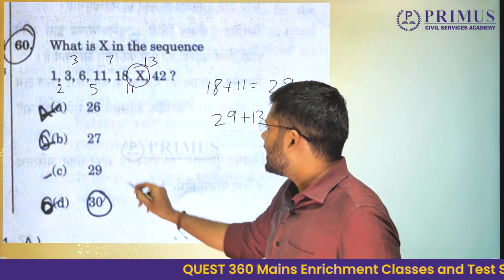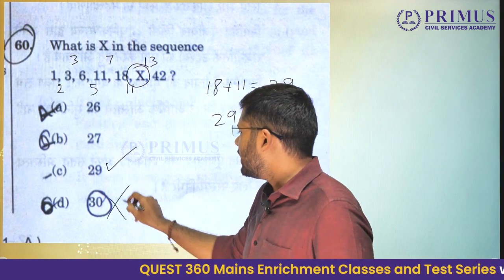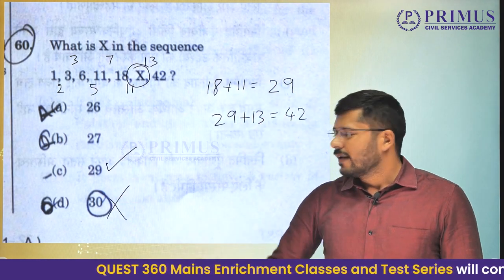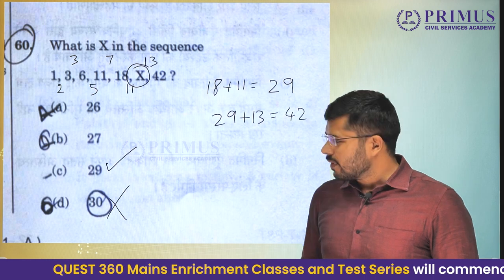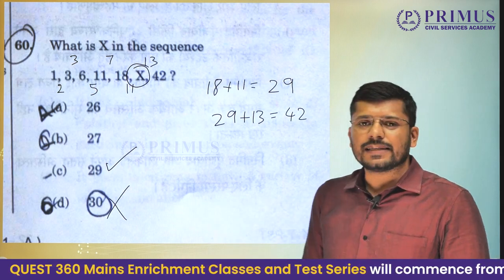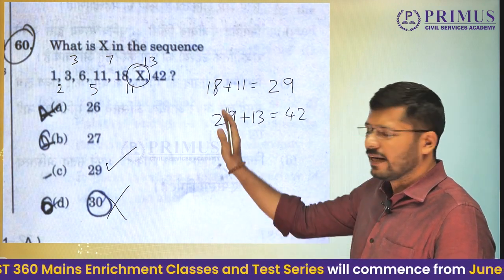So what is the value of X? It is 29. No, it is not 30. The place where we have procured this question paper from, they have wrongly marked it. So the correct answer is 29. Okay.